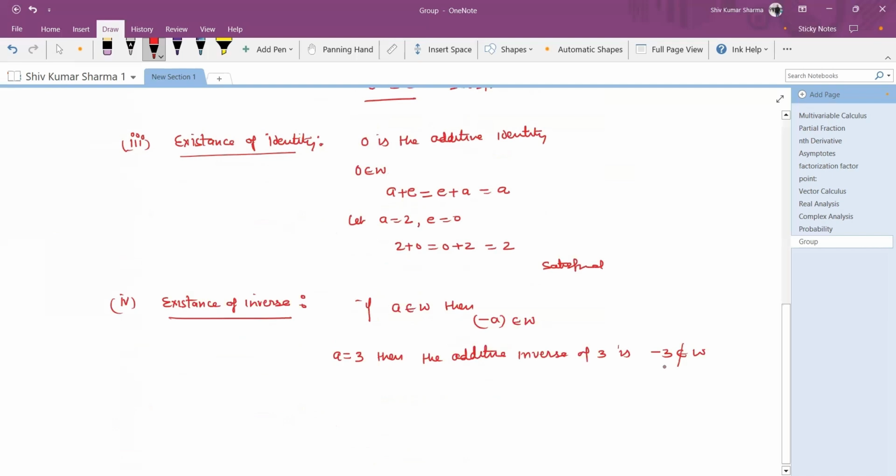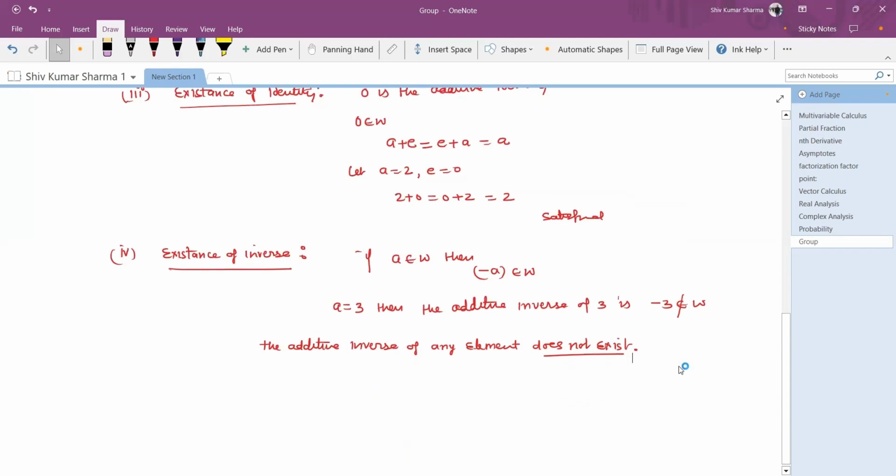That means the additive inverse of any element does not exist. When we take 4, the additive inverse of 4 is minus 4. We can take element 5, the additive inverse of 5 is minus 5. So the additive inverse of any element does not exist in W. That's why W is not a group.